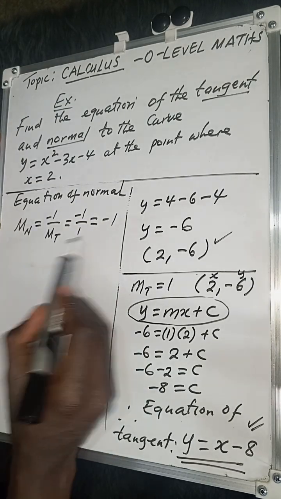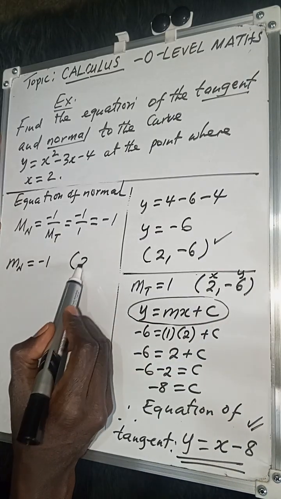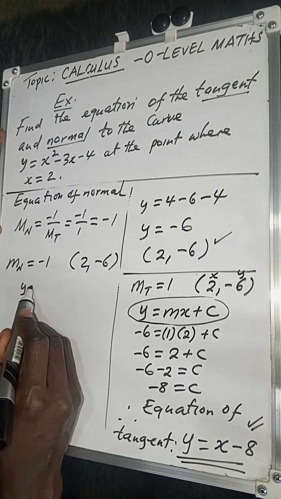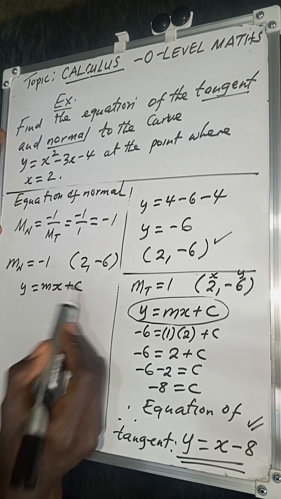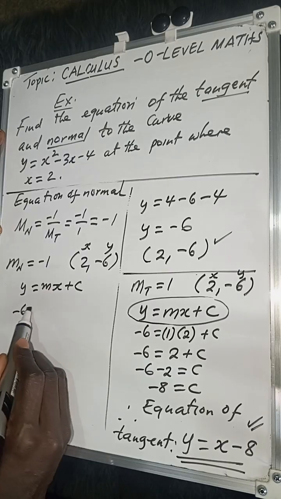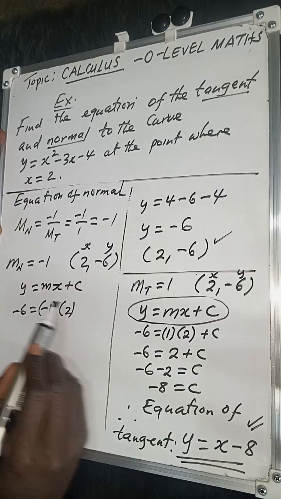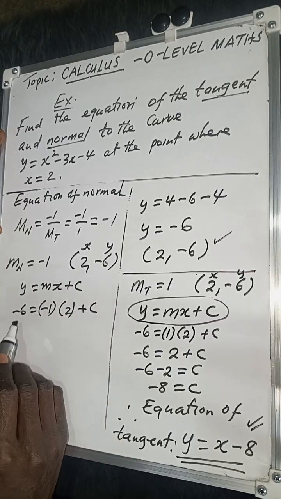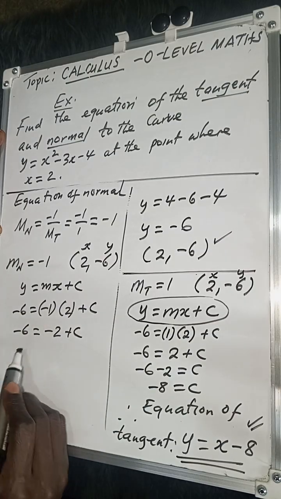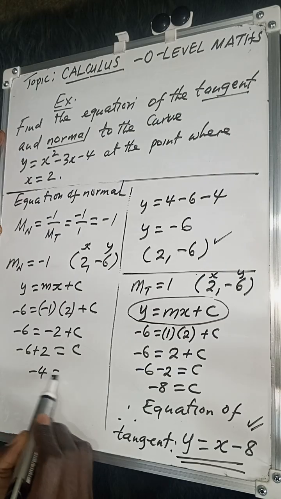So you are going to use the gradient of the normal, which is negative 1, and these coordinates that we have, 2, negative 6, to find the equation. So again, we find the y-intercept. y is equal to mx plus c. This is my x, my y, so we replace there. So what is my y? Negative 6, the gradient negative 1, and what is my x? It's 2, in this case, plus c. So that would be negative 6 is equal to negative 2 plus c. Like terms, when this goes the other side, the sign will change to be a positive 2 is equal to c. So that will give you negative 4 is equal to c.